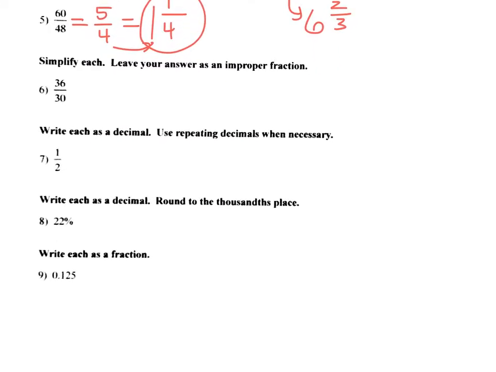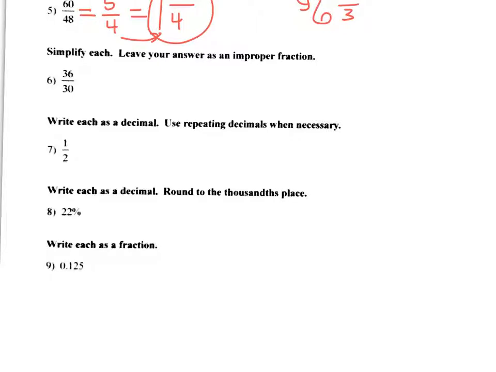All right. Number 6. Simplify, leave as an improper fraction. So this time we're not changing to a mixed number, we're just simplifying. What will go into 36 and 30? 6 will. 6 goes into 36 6 times. 6 goes into 30 5 times. That's an improper fraction.